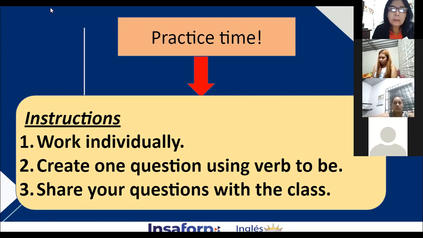His mother. ¿De nuevo? His mother. ¿Qué está preguntando ahí, Amanda? Que si tiene su mamá. Ok. Ahí no vamos a preguntar con tener o con ningún otro verbo que no sea ser o estar, Amanda. Ser o estar, el verbo to be.